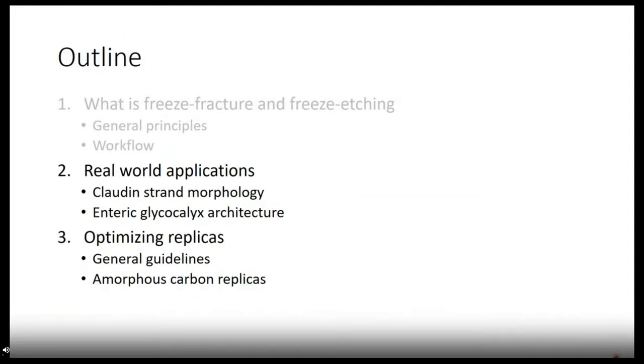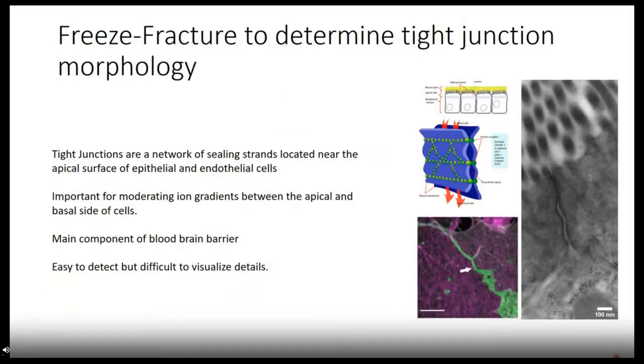These are the real-world applications that some studies have done. We're going to start with tight junctions. Tight junctions are a cellular feature that exists in epithelial and endothelial cells. It is a network of sealing strands right at the apical surface that serves to moderate the ion flow between the apical and basal side of the cell. This is essential for a lot of different things, including blood-brain barrier, proper intestine function, proper hearing. There's quite a few examples.